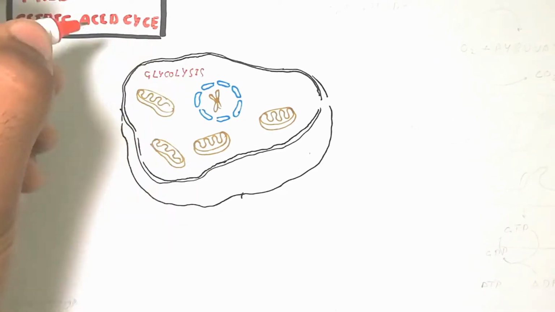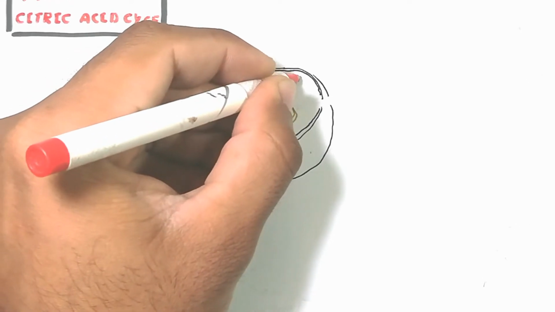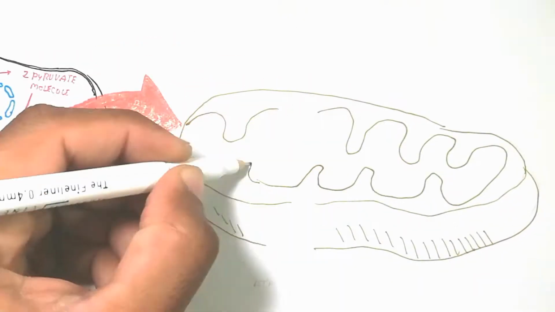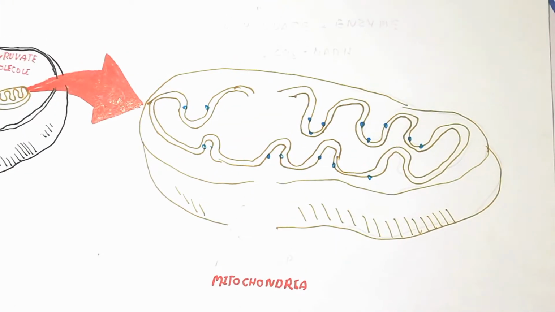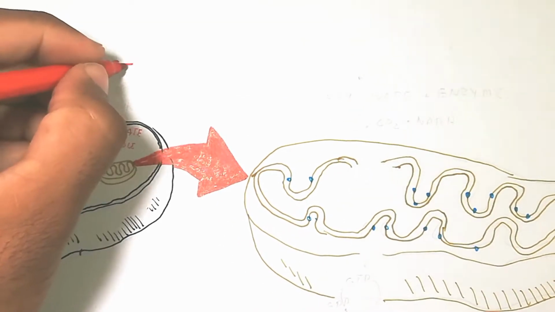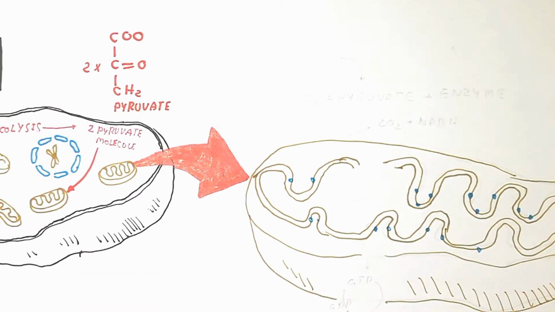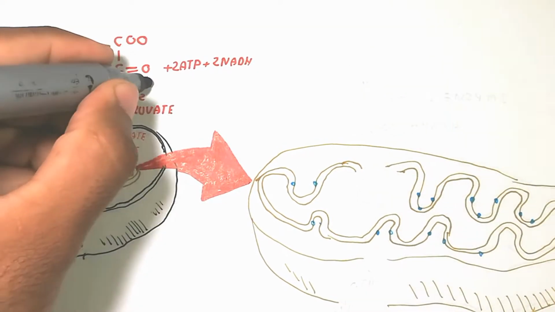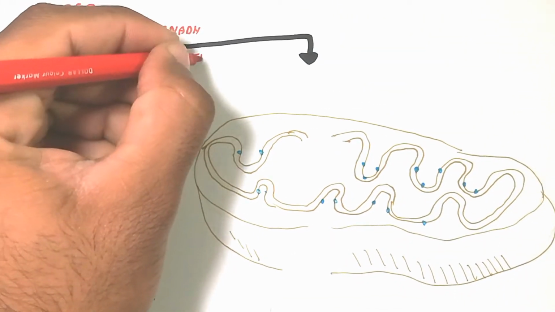So in the cytoplasm, as we have already discussed in the previous video, glycolysis occurs and produces two pyruvates, and these two pyruvates proceed further by oxidation, using oxygen and different enzymes in the mitochondria. So here is the mitochondria, and the two pyruvates will go into the inner matrix, inside the inner membrane of the mitochondria.